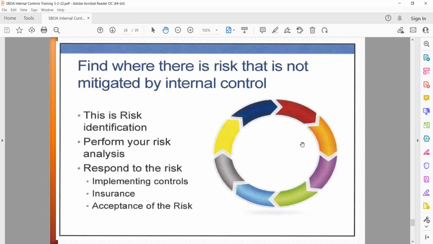Once you have developed and documented your internal control system, you will need to evaluate the system to make sure that the controls are addressing any identified risks. In evaluating, you will want to identify risk, perform your risk analysis, and respond to those risks by implementing controls, insurance, and acceptance of the risk. This is a continuous process.